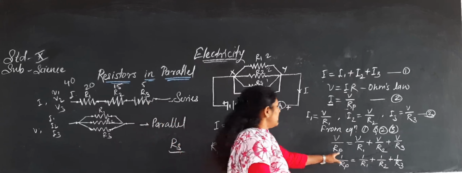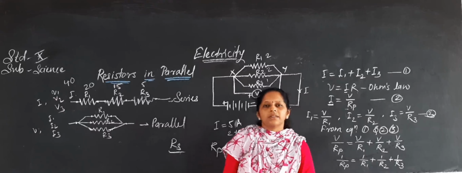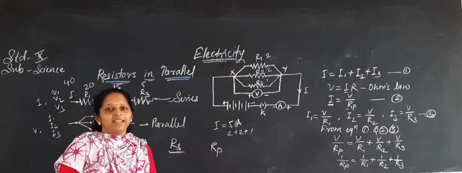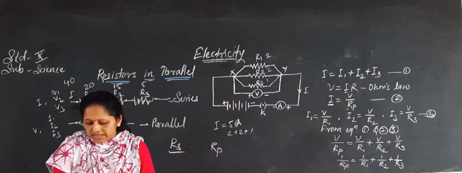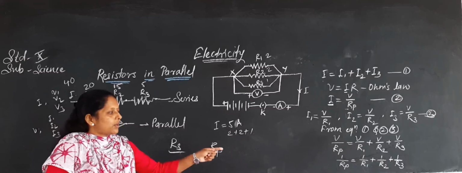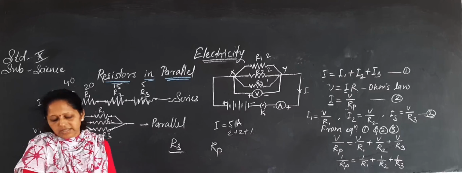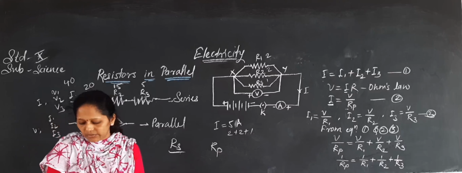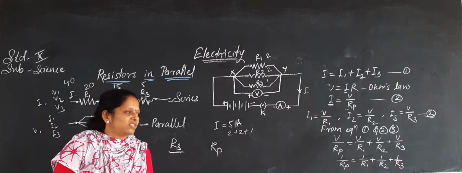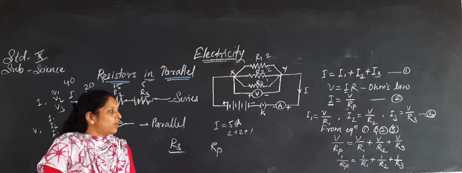So here, instead of V, we have to write 1 divided by Rp is equal to 1 divided by R1 plus 1 divided by R2 plus 1 divided by R3. So those are the reciprocals. Thus, we may conclude that the reciprocal of the equivalent resistance of a group of resistances joined in parallel is equal to the sum of the reciprocals of the individual resistances. Yesterday we got Rs equals R1 plus R2 plus R3.